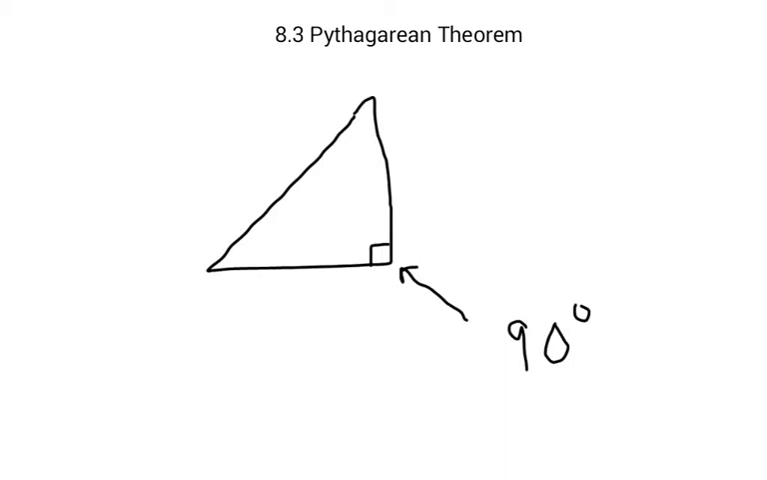In this video, we'll learn how to use the Pythagorean theorem to solve problems involving right triangles. A right triangle is a triangle that has a 90-degree angle, and it has a side opposite the right angle, which is always the longest side. It's called the hypotenuse.